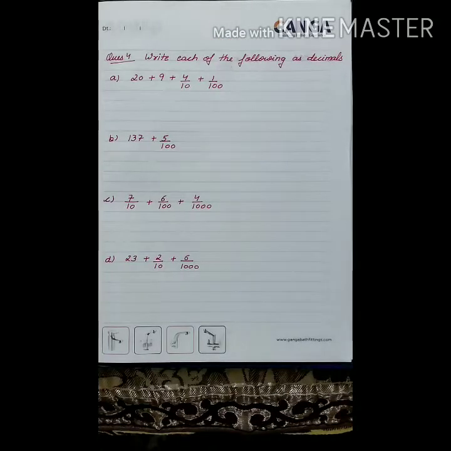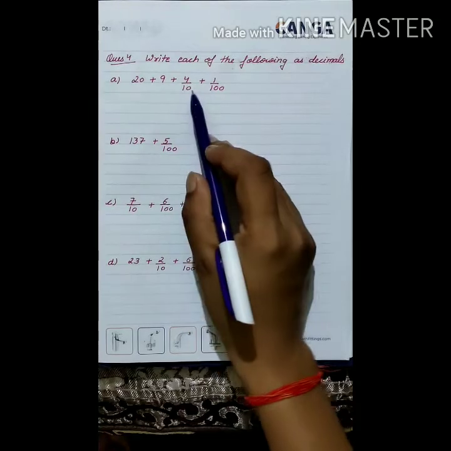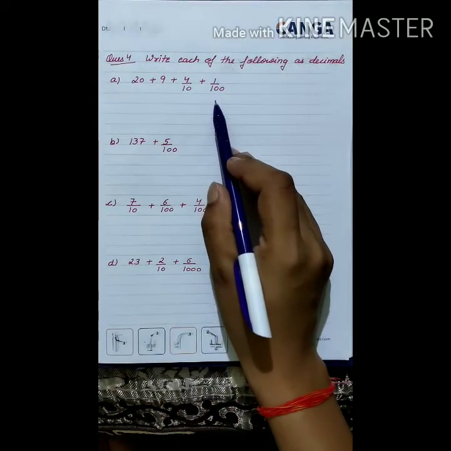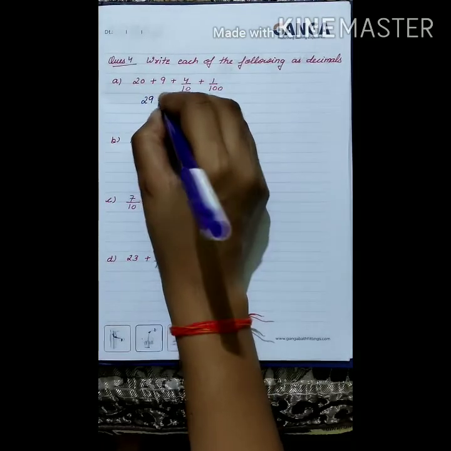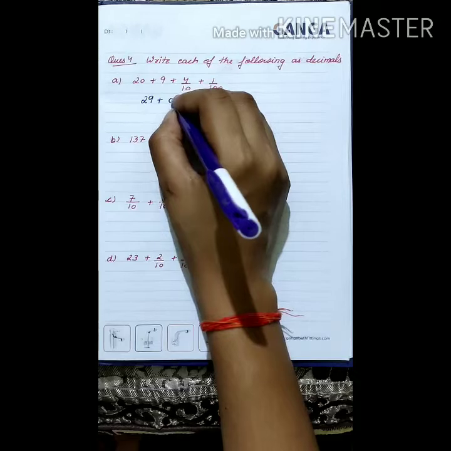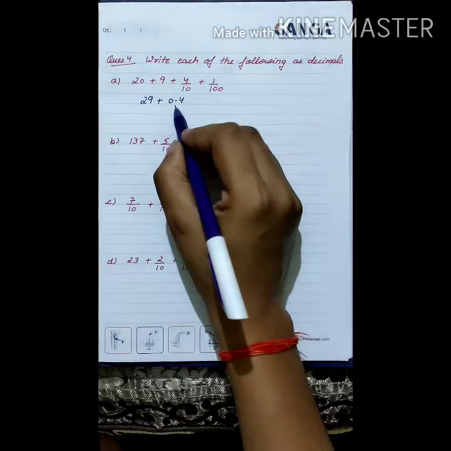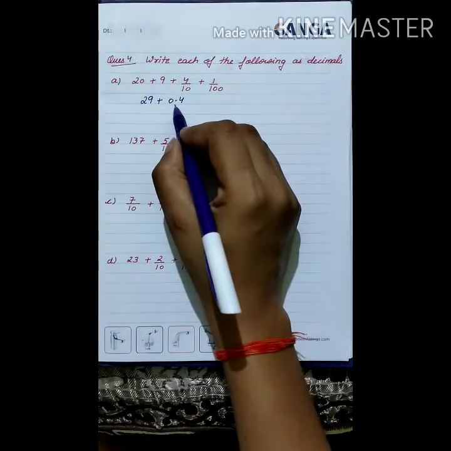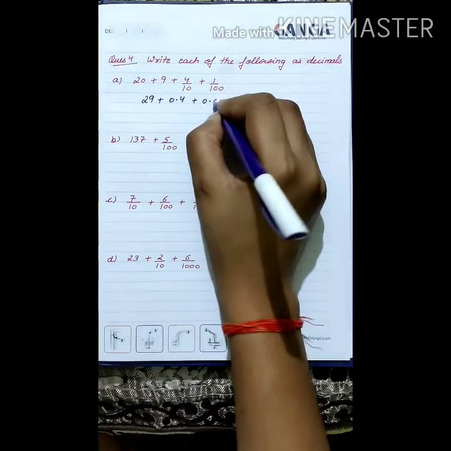Question number 4. Write each of the following as a decimal. In this question, we have to convert this expanded form into a decimal. First part, 20 plus 9 plus 4 upon 10 plus 1 upon 100. Here we have 20 and 9 as the whole part and 4 upon 10 and 1 upon 100 as the decimal part. So we will write here 20 plus 9 is 29, plus 4 upon 10 is equal to 0.4, because we have only one zero in the denominator, so we put the decimal after one digit from the right. And plus 1 upon 100 is equal to 0.01.